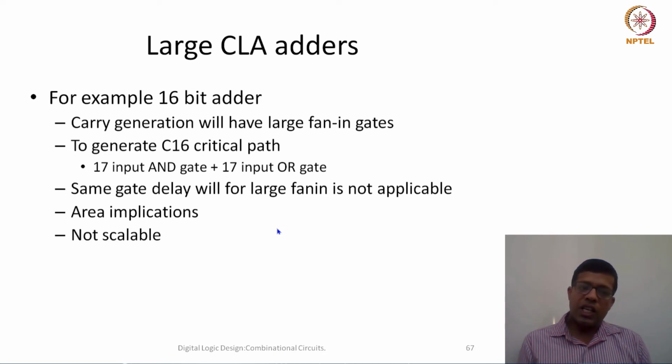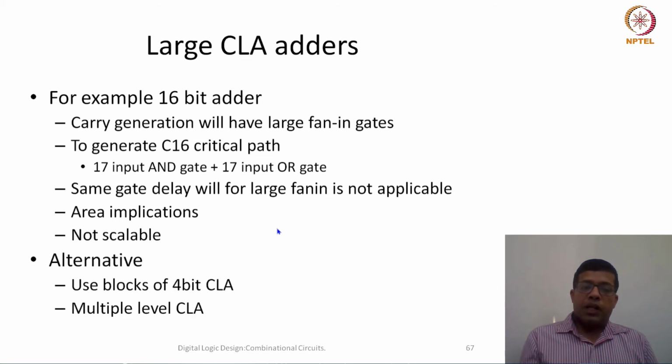This gave us some idea how we can generate carry in a faster way, but if we go beyond a 4-bit CLA, then it may not be scalable. We have to experiment. Maybe an 8-bit CLA can also be okay, but if we go beyond that, then it's not scalable at all. What should we do? The alternatives are: either we use 4-bit CLA blocks and then use multiple such blocks, or we can use multiple-level CLA. So let's see both of them one by one.